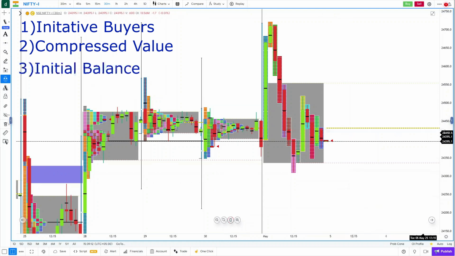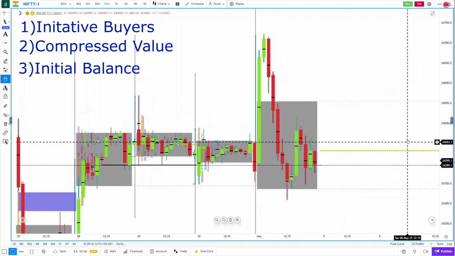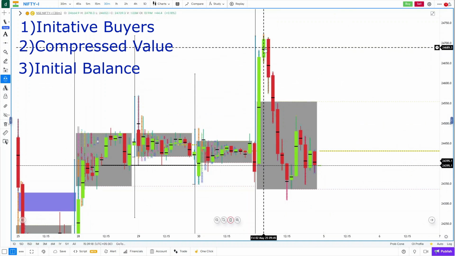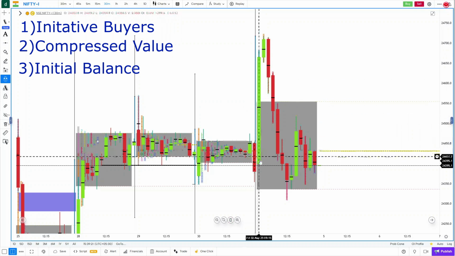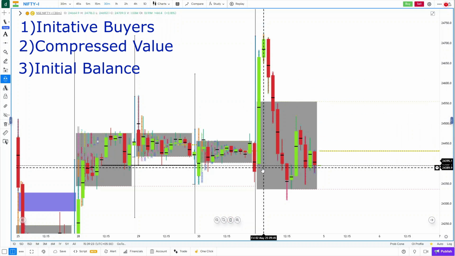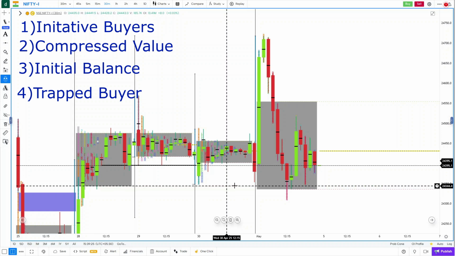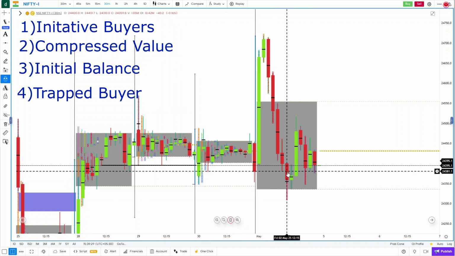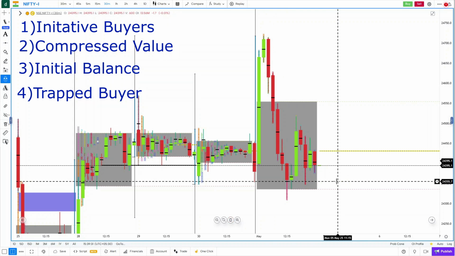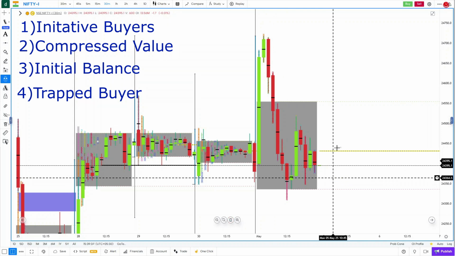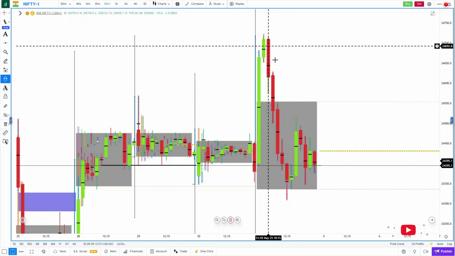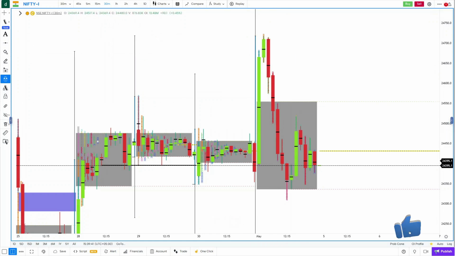Third thing is the initial balance, or the first 1 hour range. If you look, this is the first 30 minutes and the second 30 minutes. This range from the highest point to the lowest point, we call the initial balance. Then the trapped buyer and trapped seller: these are the people who enter at the last stage of a trend. So there is a trapped buyer in Nifty, which we are going to discuss as we go into the analysis. Now we have known the key technical terms.